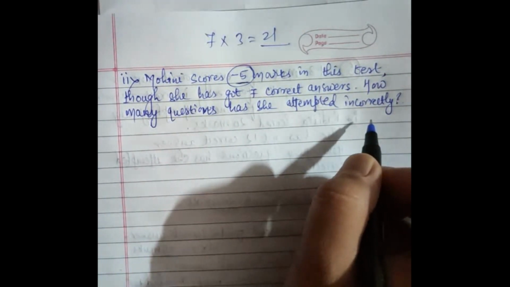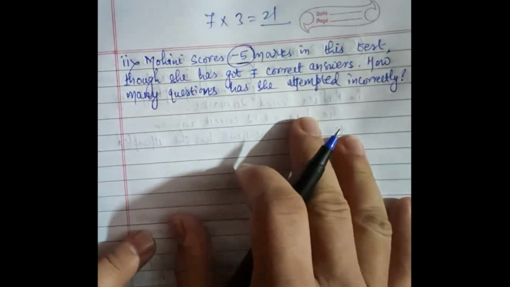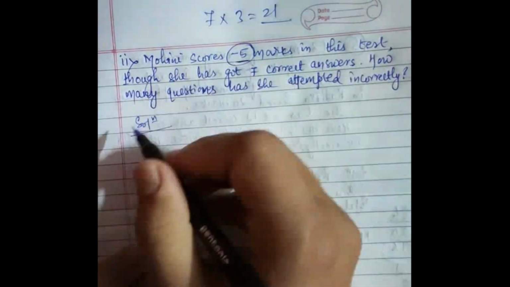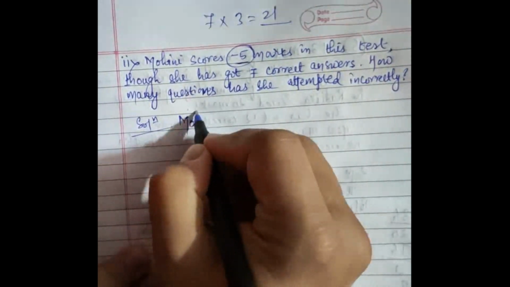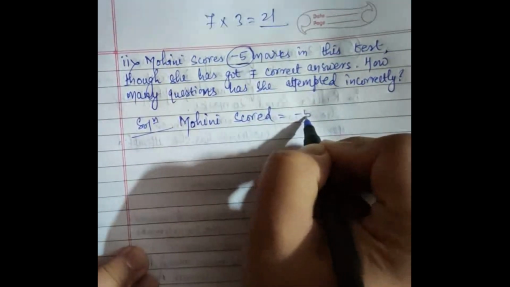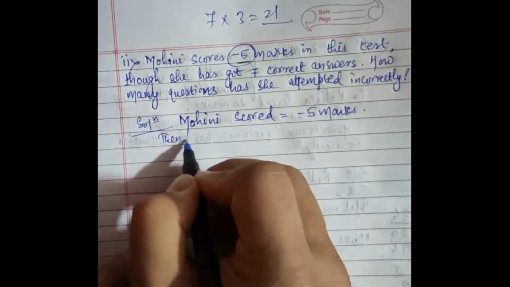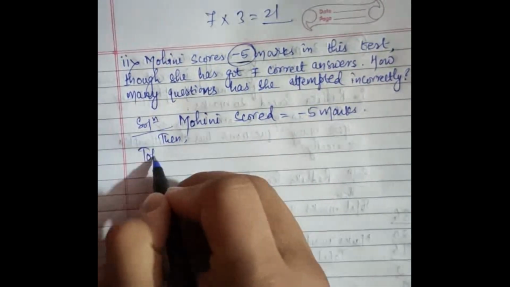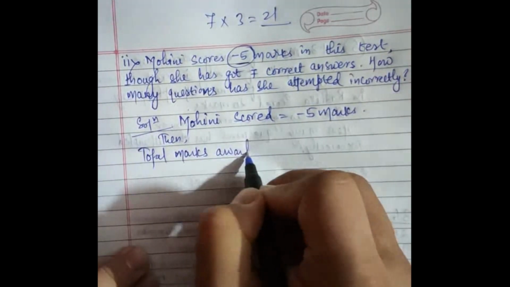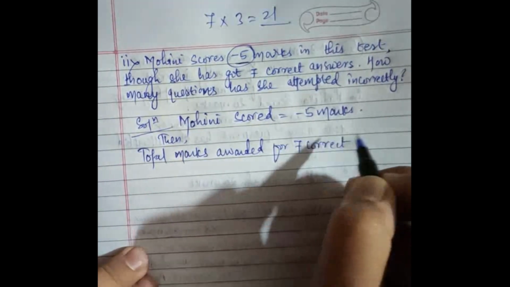Okay, in a similar way, we'll try to solve. Okay, so let us solve for this. Solution. What was the score of Mohini? Mohini scored how much? Minus 5 marks, isn't it? So then total marks awarded for 7 correct answers.